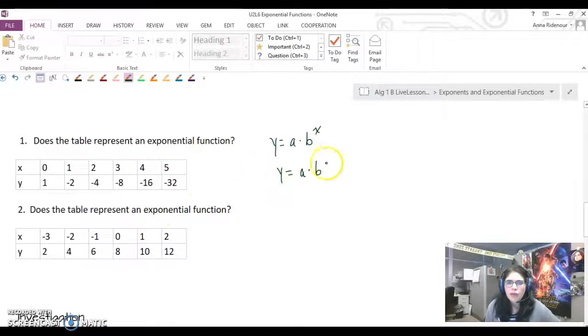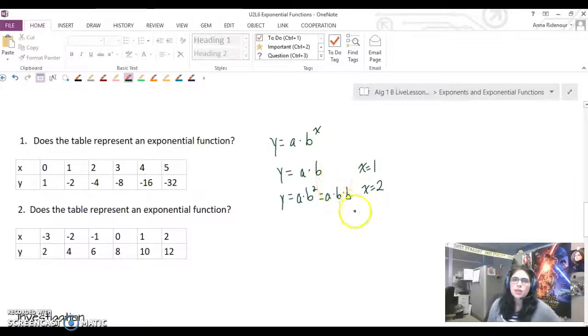If we have x is 2, then I get y is equal to a times b squared. So essentially, if you're adding 1 to every x value, you're just going to be multiplying one more time times that b value. So we're looking for repeated multiplication.